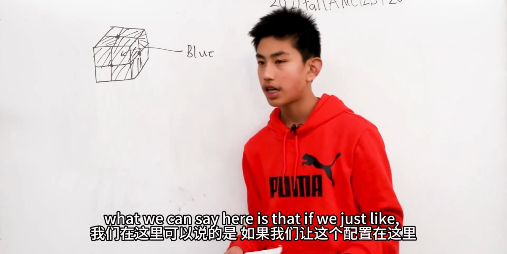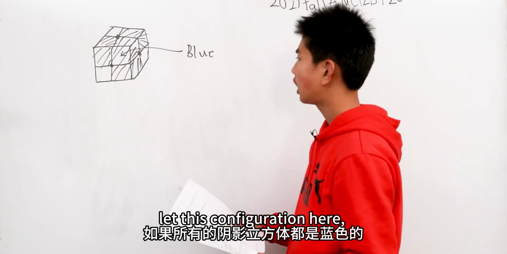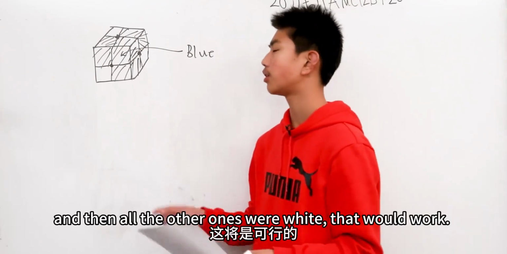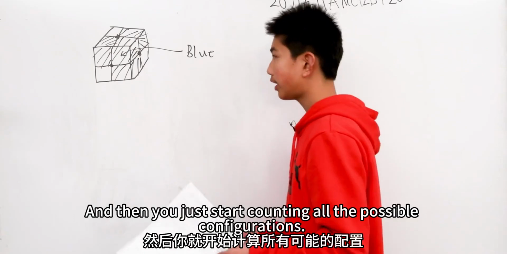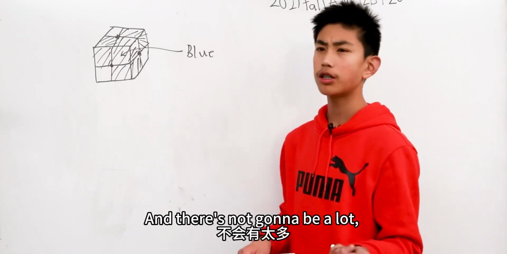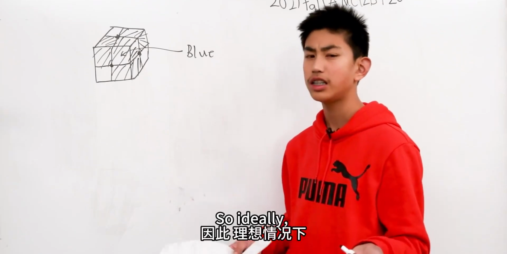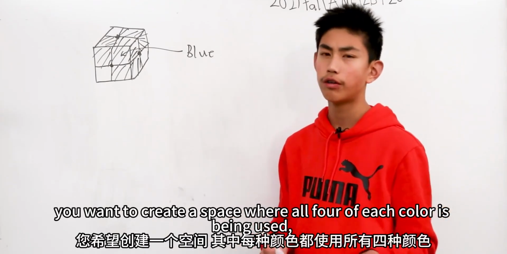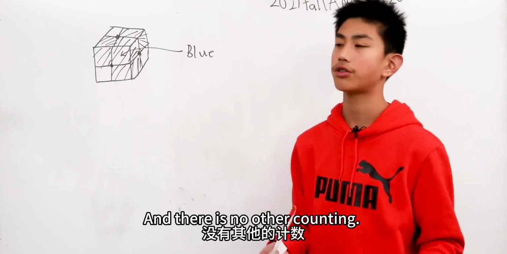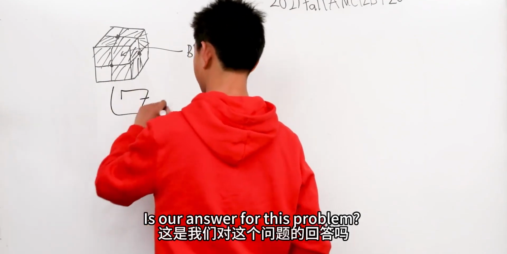Now, what we can say here is that if all the shaded cubes were blue and all the other ones were white, that would work. And then you just start counting all the possible configurations. There's not going to be a lot, because they can only be rotated to meet each other. Ideally, you want to create a space where all 4 of each color is being used, so that only the other color has to fall into place and there are no other countings. Once you count them all, 7 is our answer for this problem.